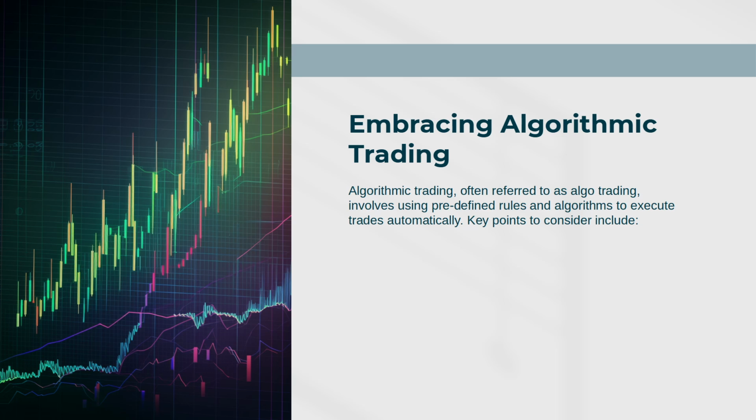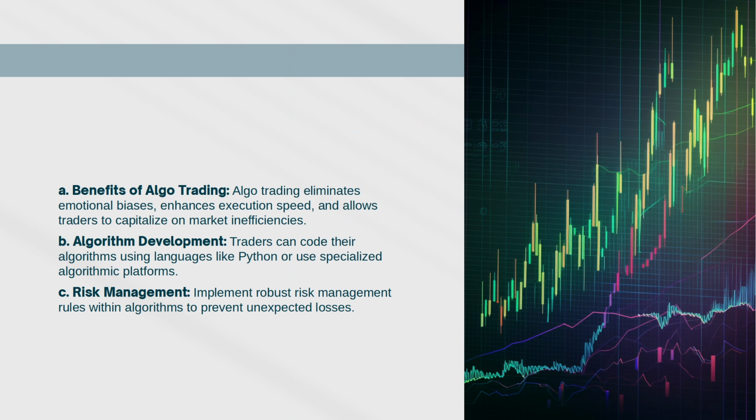Embracing algorithmic trading. Algorithmic trading, often referred to as algo trading, involves using predefined rules and algorithms to execute trades automatically. Key points to consider include: benefits of algo trading. Algo trading eliminates emotional biases, enhances execution speed, and allows traders to capitalize on market inefficiencies.